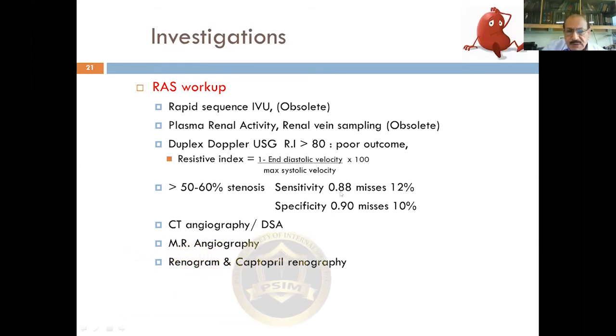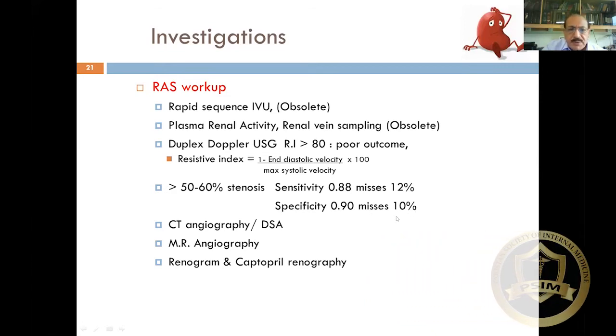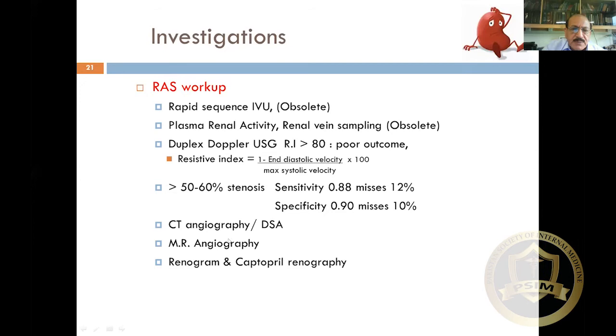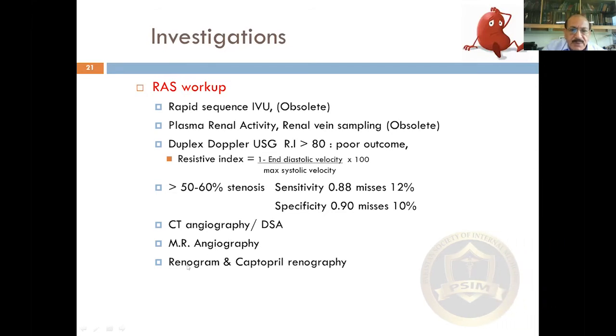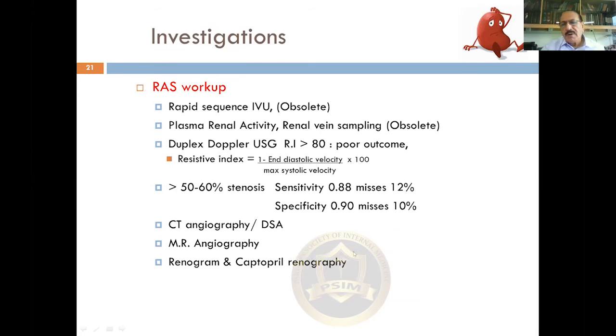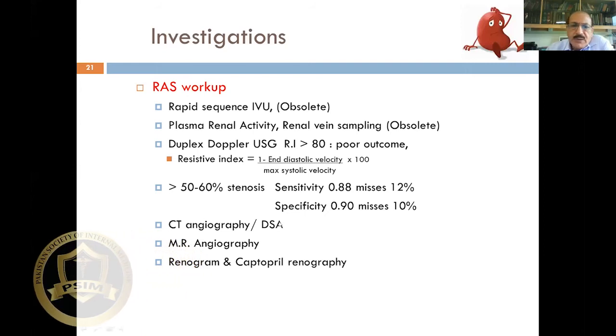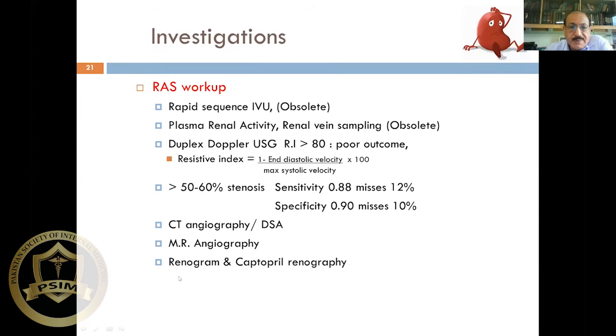The sensitivity of this test is 0.88. That means it still misses 12% of cases. And the specificity of this is 0.9. That means it misses only 10%. Or one can do a CT angiography, or a digital subtraction angiography, or MR angiography, or a renogram and captopril renography, where you do a baseline study, then you give captopril, and then you do the scan again, and you see how much decrease in the uptake of isotope has taken place.